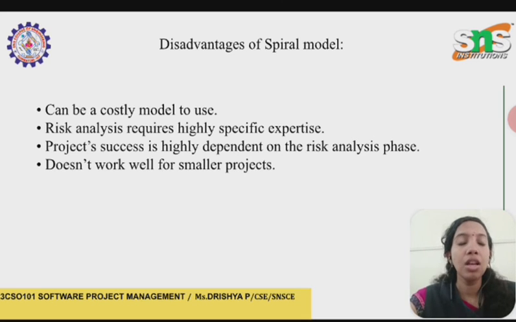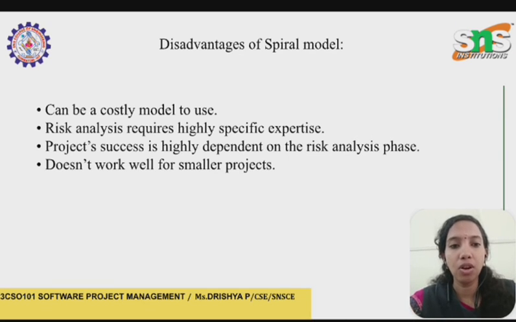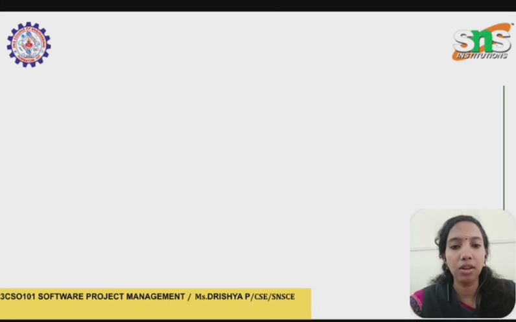The spiral model is only used for high budget projects in different steps, different phases. So it doesn't work well for smaller projects. These are the disadvantages of the spiral model.